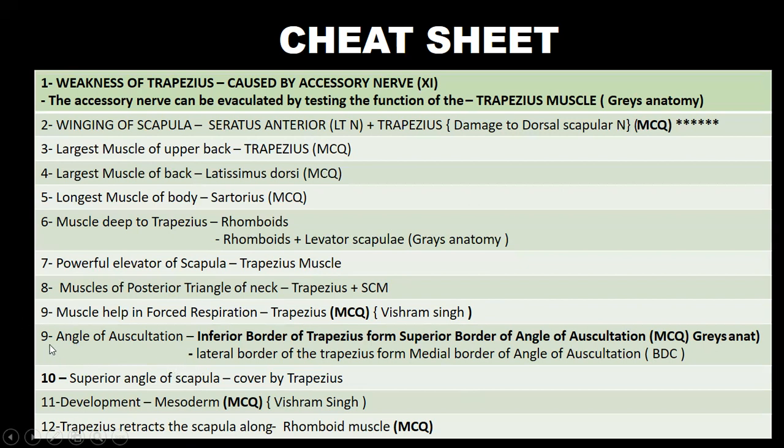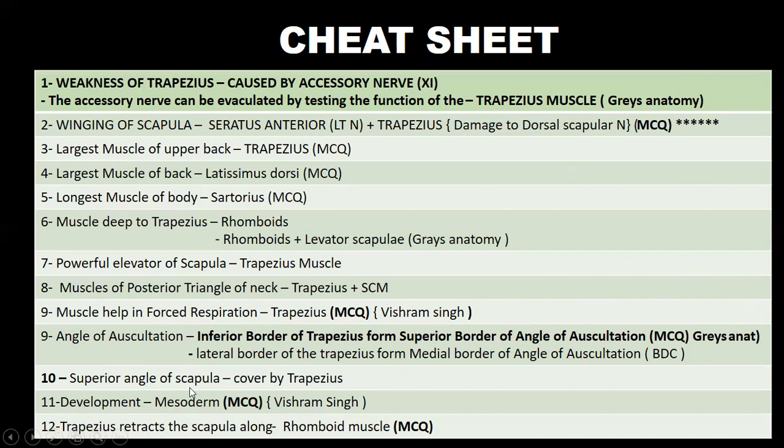Then the angle of auscultation. We have already discussed the angle of auscultation in previous lectures. So here, the inferior border of the trapezius forms the superior border of the angle of auscultation. It was mentioned by Gray's Anatomy. But according to BD Chaurasia, it is mentioned that the lateral border of the trapezius forms the medial border of the angle of auscultation. So if we talk generally, we'll go with the answer of Gray's Anatomy as it is a universally accepted book. So go with Gray's Anatomy, give first priority to Gray's Anatomy and then to BDC.